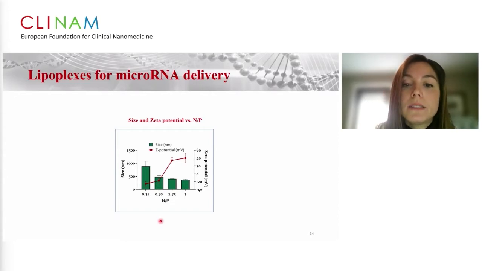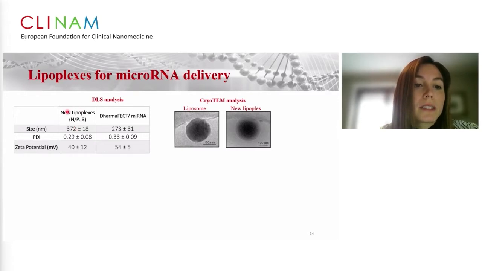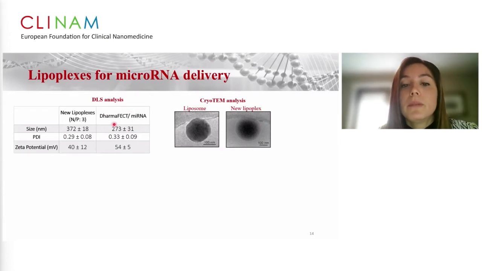NEGMIR-loaded lipoplexes were physicochemically characterized by dynamic light scattering. As we can see from this figure, a decrease in hydrodynamic diameter and an increase in zeta potential from negative to positive values were obtained with increasing NP ratio. Based on these results, NP3 was selected for further experiments aimed at comparing their physicochemical characteristics and biological effect with those of the commercial transfection agent, the DharmaFECT microRNA lipoplexes.